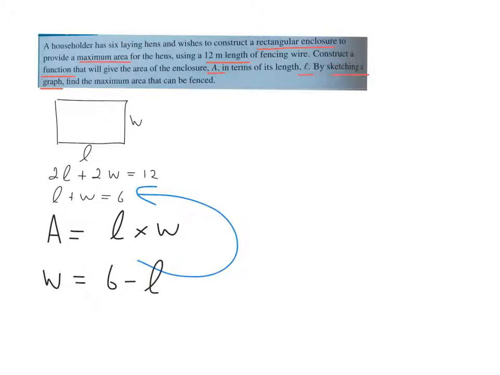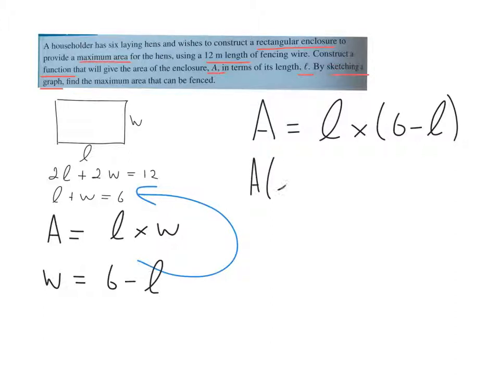Now this in turn will be substituted into the area formula in place of W. So the new function is going to look like this. Area equals L times (6 minus L). Now you can see here that the only variable in the new function is L. Now to put this back into more function notation terms, I'm going to rewrite the A side. So I'm going to say the function A using L as the variable, and I'm also going to expand out these brackets here, so it's going to become 6L minus L squared.